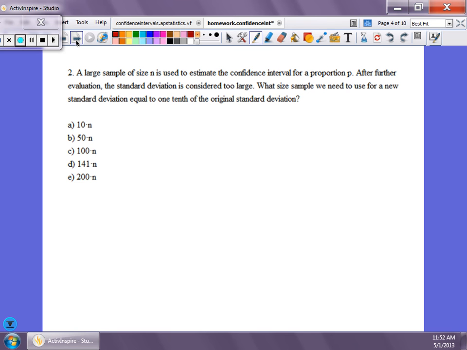Number 2 is very similar to the first problem that we looked at, where they tell us that we want to reduce the error by 1/10. So in order to account for that, we need to square that factor. We need to remember to square that factor that we want to reduce by in calculating the appropriate sample size.